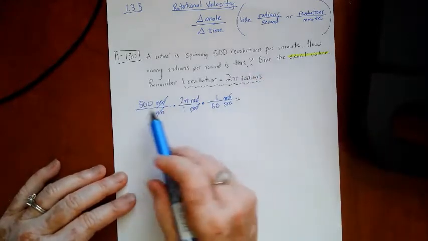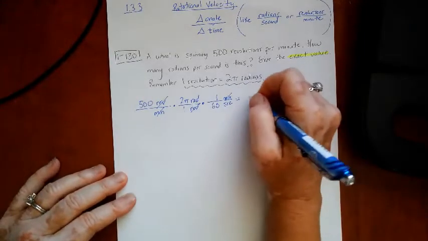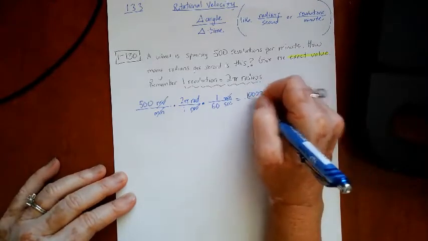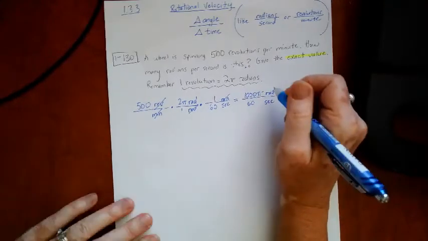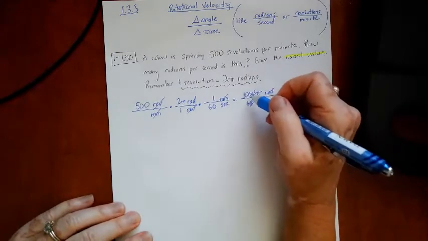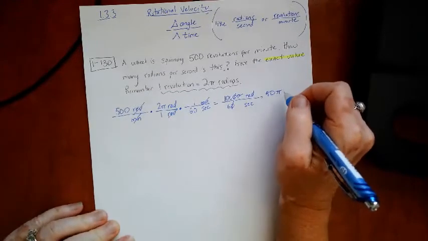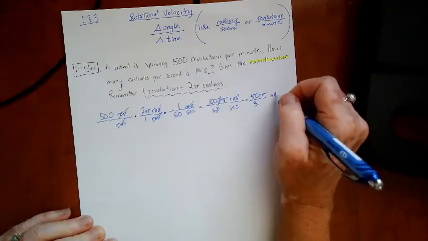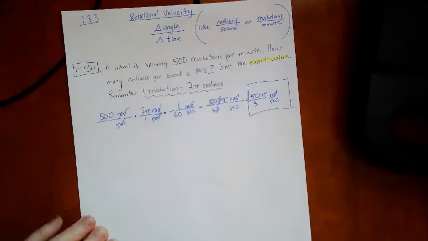Okay, and then I'm just going to multiply across the top. 500 times 2 pi would be 1,000 pi. And those are radians. And then 1 times 60, well, that's 60. I can get rid of some zeros, and then I can reduce this to 50 pi over 3. Okay, so that's what they want for dimensional analysis. That was just kind of a warm-up.